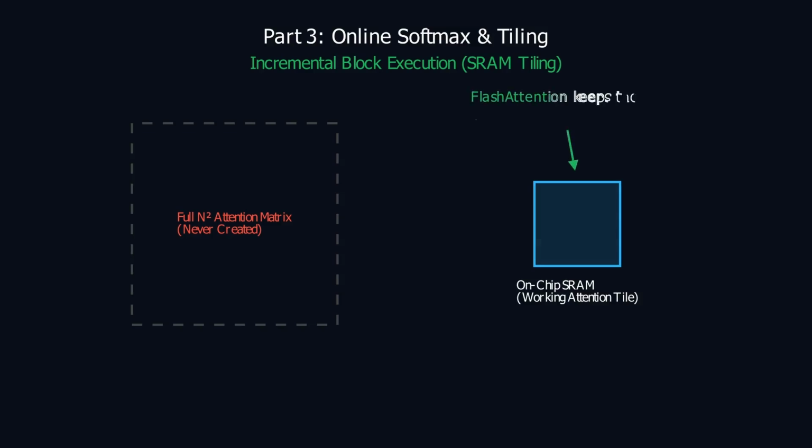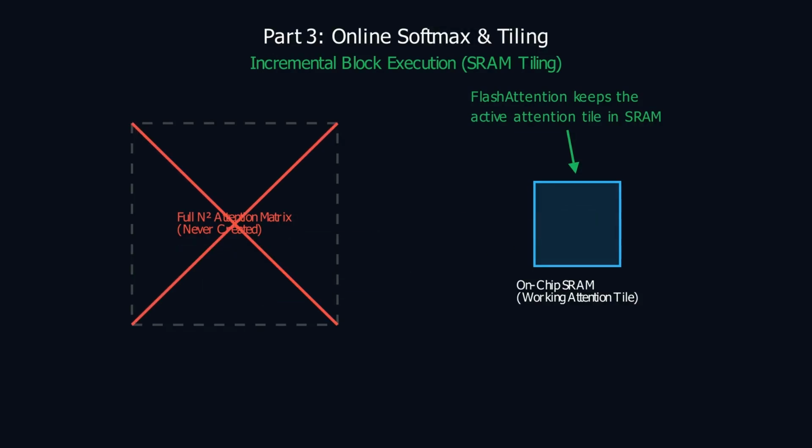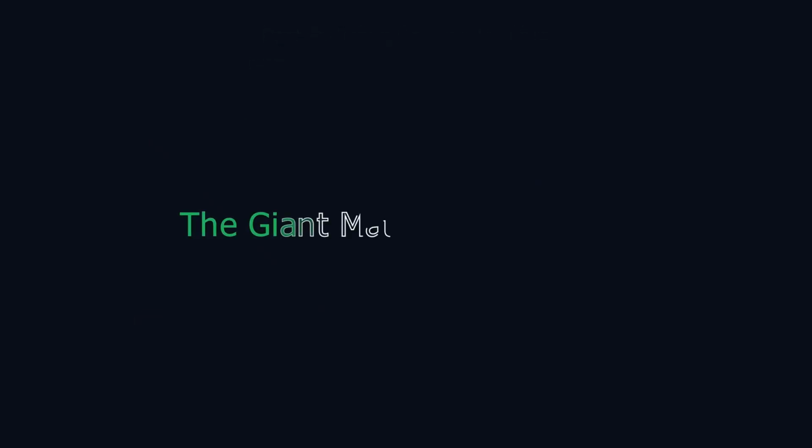For the SRAM tiling, this is the actual computation, right? You'll see Q, K, V. This is the actual tiling, breaking it up and putting it onto the SRAM, or making it fit into the SRAM, right? So the entire thing never exists.